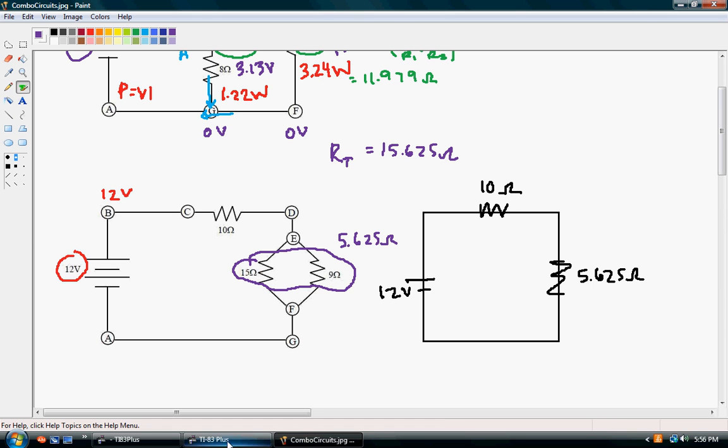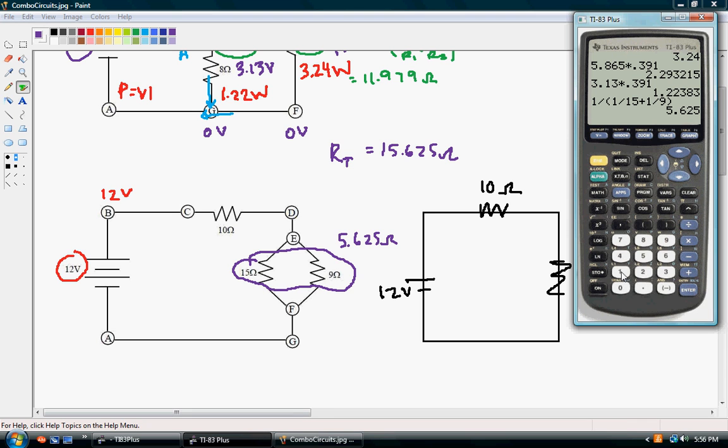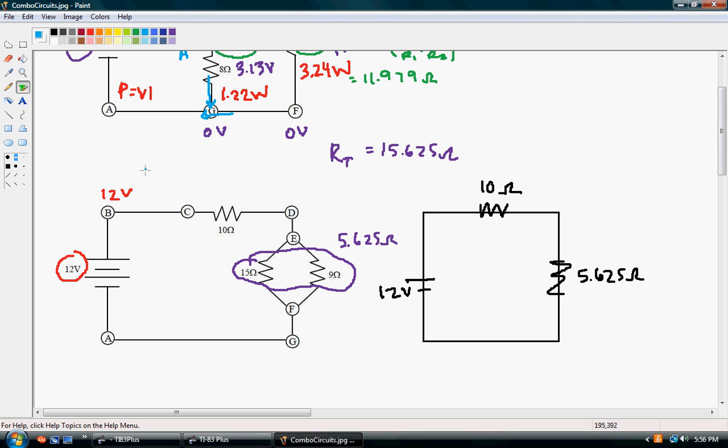Since we have our total voltage and our total resistance, we can find our total current, which happens to be 0.768. So we have a current of 0.768 amps. And it's going to continue on like that until there's a split in the wire.